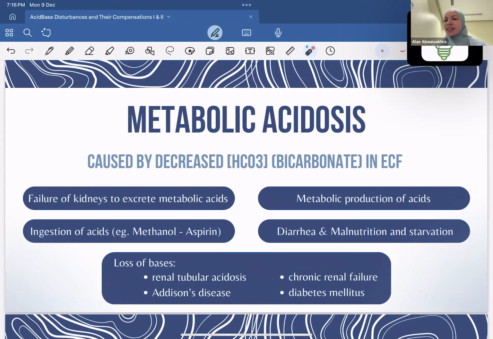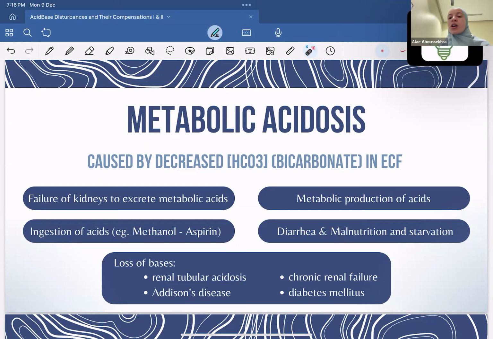Obviously, if you decrease the base, which is the bicarbonate, you're going to get acidosis. This happens in multiple conditions, like the failure of kidneys to excrete metabolic acids, so there's so much acid in the blood. Ingestion of acids like methanol and aspirin. Metabolic production of acids like in lactic acidosis. Diarrhea. In diarrhea, you're basically losing the bicarbonate. So yeah, that's why it causes acidosis.